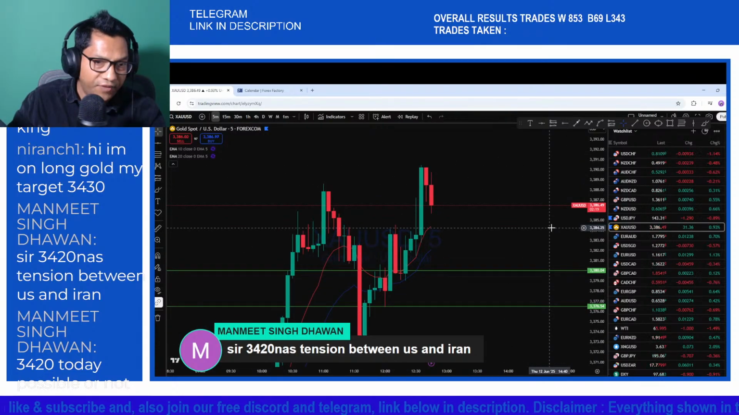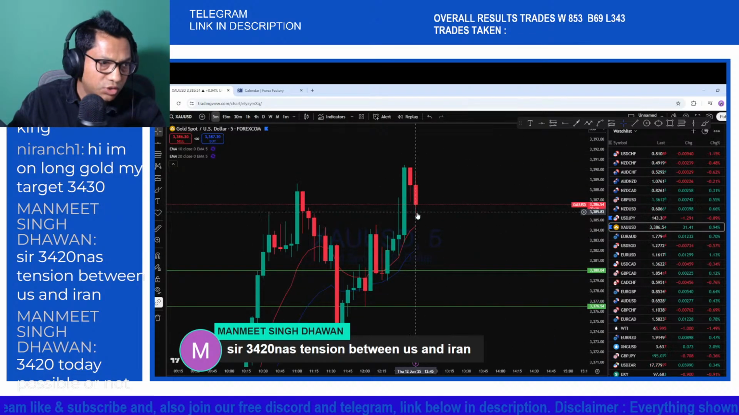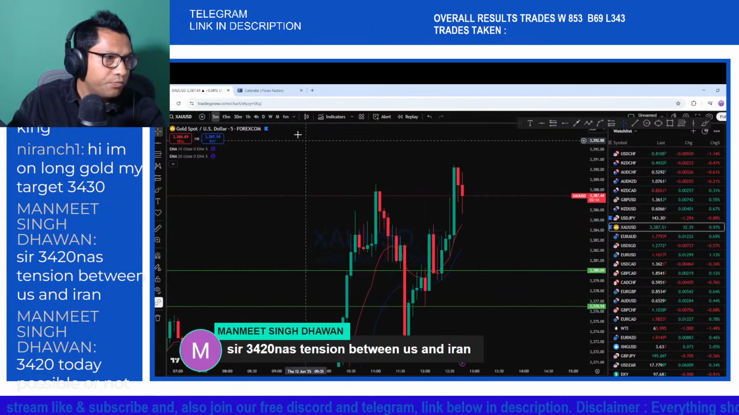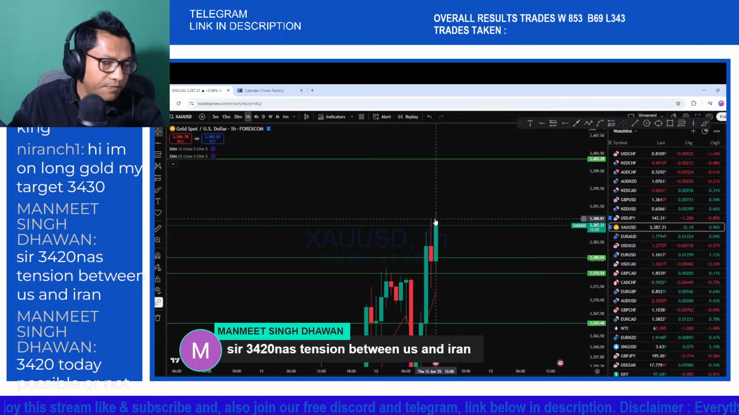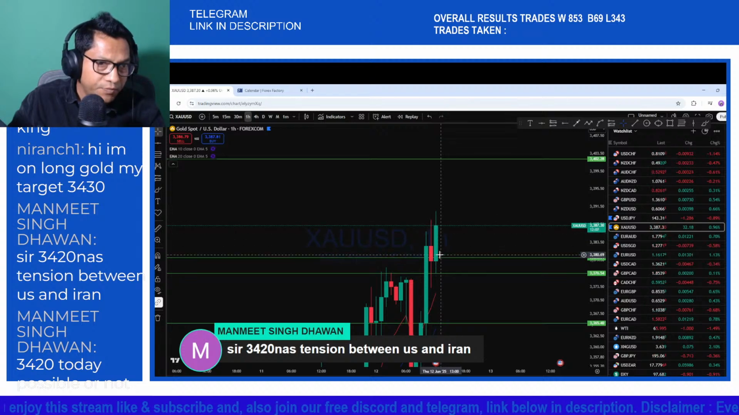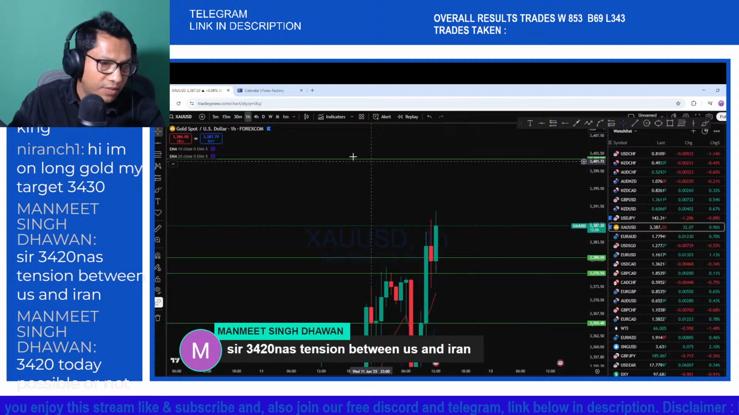So we have another 15 minutes for this 1 hour candle to close, and I would like to see the price potentially drop well below here and then return again to the upside.